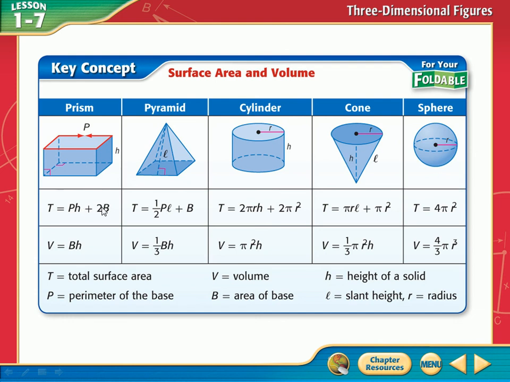All right, plus 2 times B. What is B? Is it just the base? Look at it. It's the what of the base? The area of the base. So you got to take a look at that base and figure it out. It's not always going to be a rectangle.